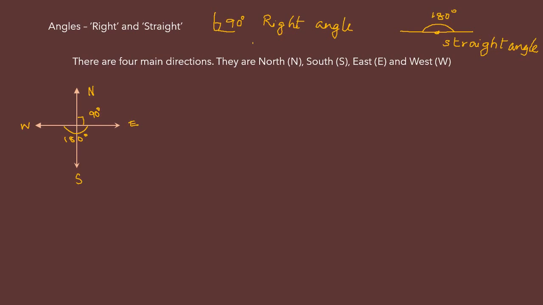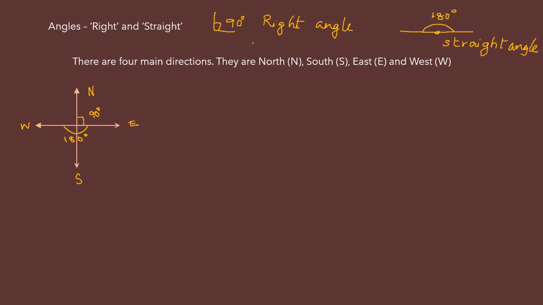Similarly, if you take east and south only, this small portion of the angle is again 90 degree. So there are four 90 degrees here. One 90 degree between north and east, one between east and south. Then between west and south, there is one 90 degree, and between west and north, this is also a 90 degree. So there are four 90 degrees.